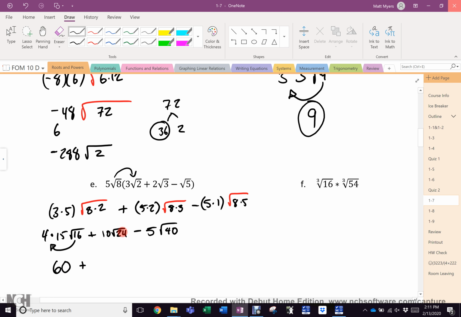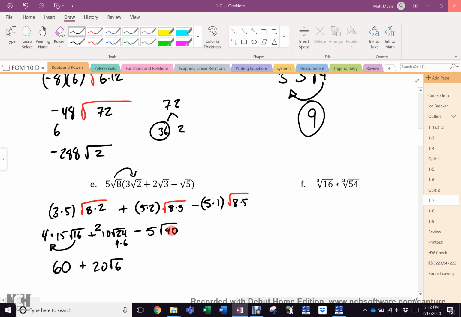Plus, we got to break 24 down. We just broke 24 down in A, right? It was 4 times 6. And we remember that 6 has no pairs, so we leave it alone. What comes out from the 4? What's already out there? So what do I get? 20 root 6. Everyone agrees?